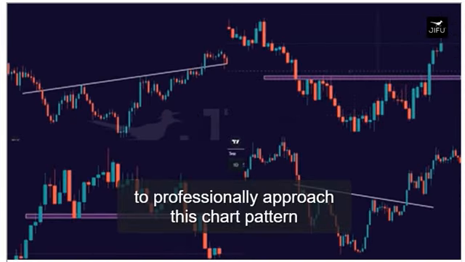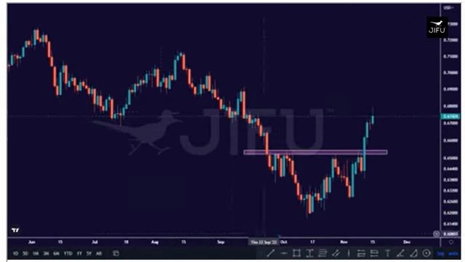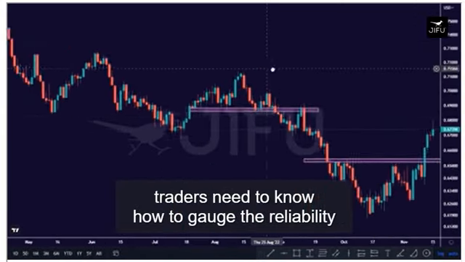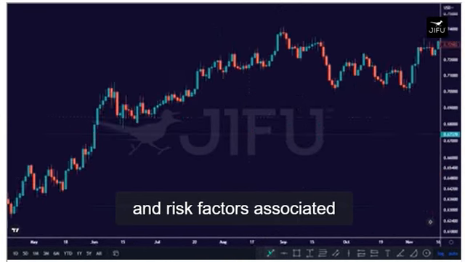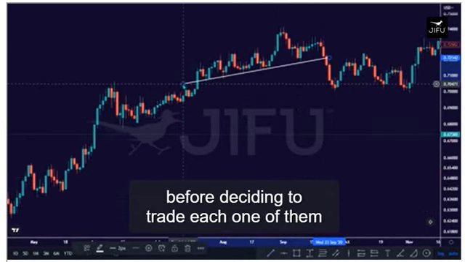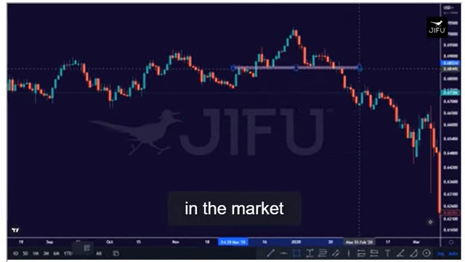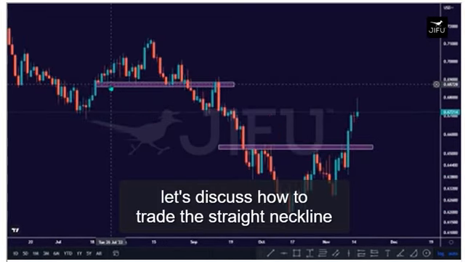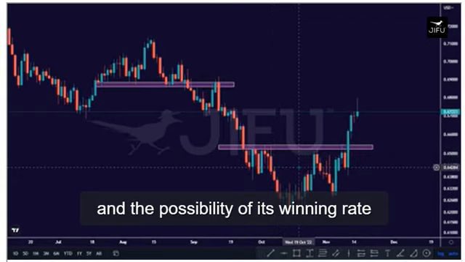How can we trade the head and shoulders chart pattern formations? To professionally approach this chart pattern, traders need to know how to gauge the reliability and risk factors associated before deciding to trade each one of them in the market. Let's discuss how to trade the straight neckline and the possibility of its winning rate.